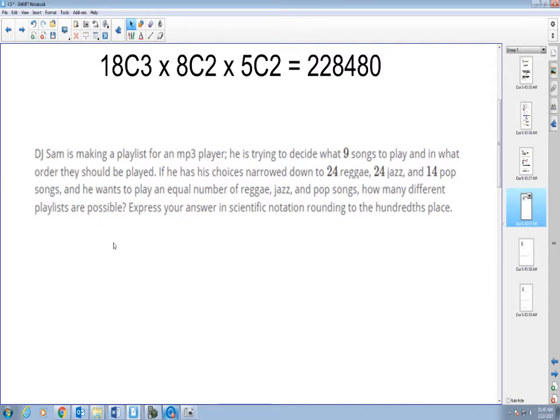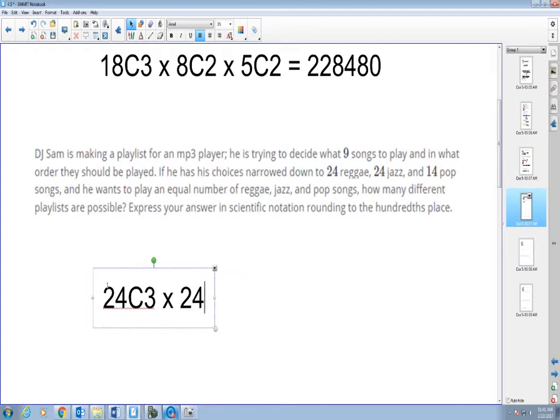So first things first, he wants to play an equal number of these 3 types. So that means 3 songs each. So 24 reggae, choosing any 3 of those. The order of which one he chooses from the 24 reggae does not really matter, because we need to see how many different 3 songs he needs to pick. Followed by 24 jazz, choosing 3 of those again. Followed by 14 pop songs, choosing 3 of them.